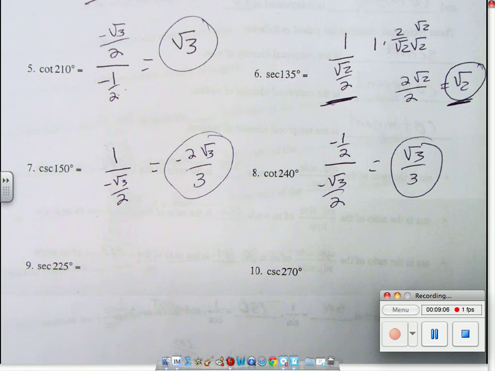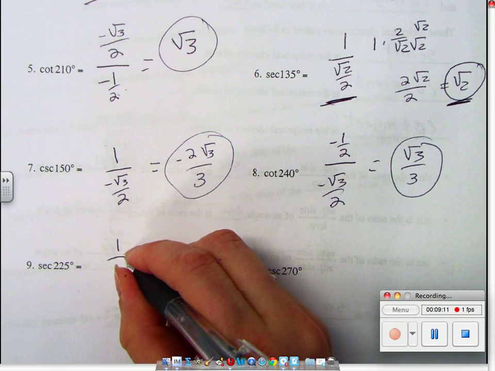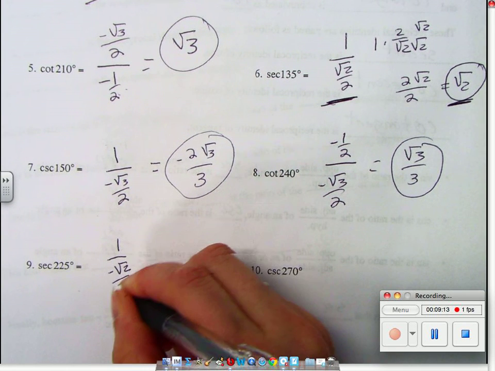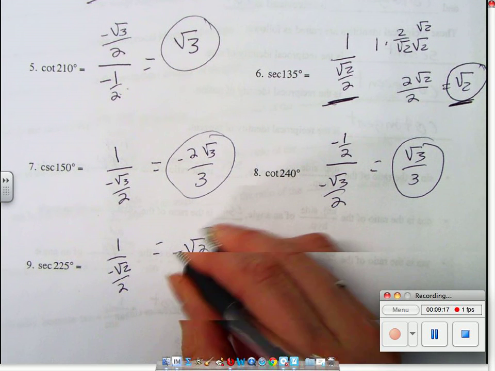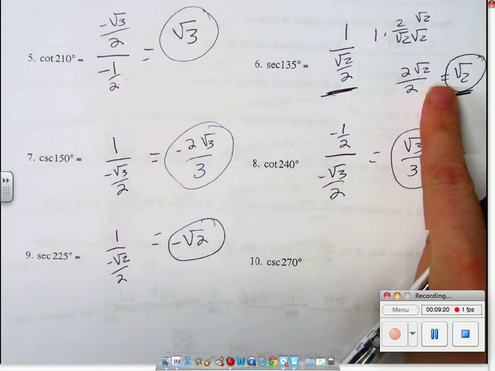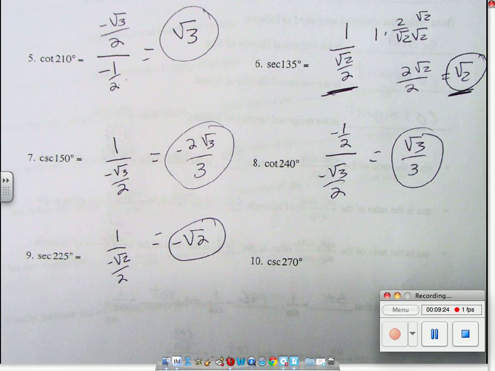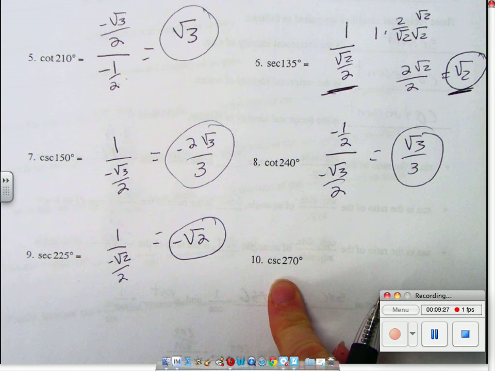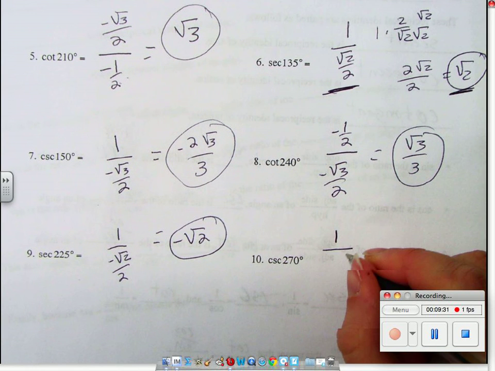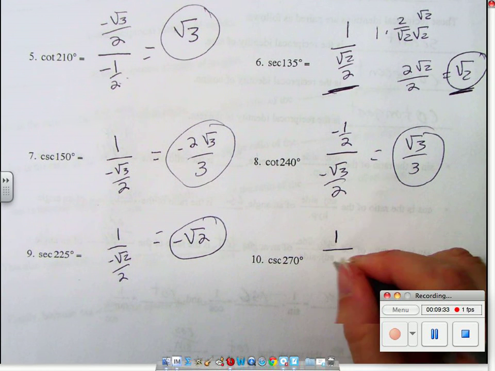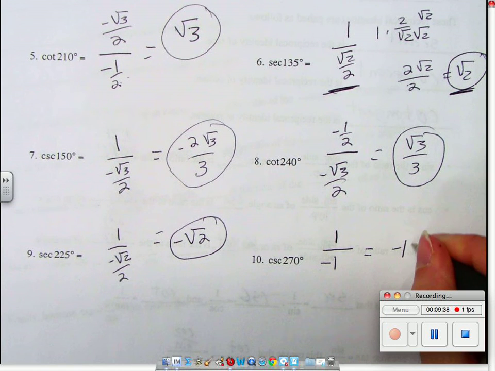Okay, number 9, 225, it's secant, so that's 1 over the y, negative square root 2 over 2. I know that's going to equal negative square root 2. It's just like number 6, except we've got a positive divided by a negative, so I end up with a negative answer. Number 10, cosecant of 270. Cosecant is x, so I go to 270. I have 1 over the x, which is negative 1, so my whole answer is negative 1.